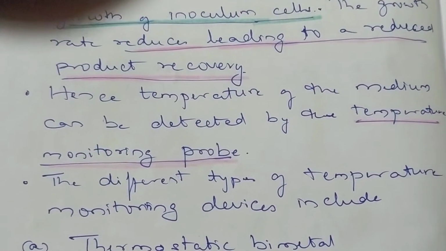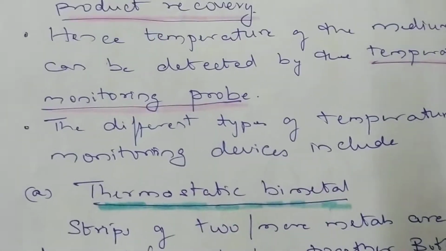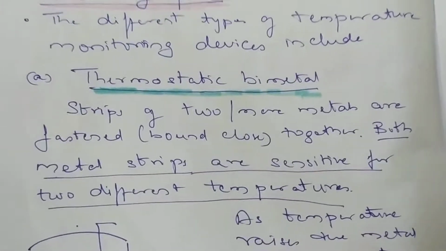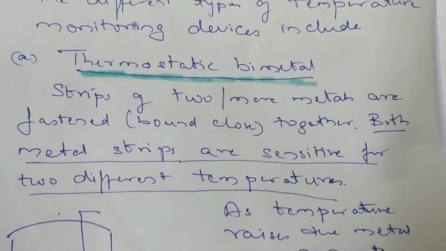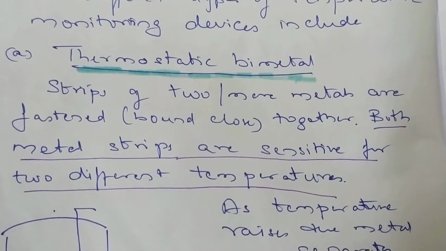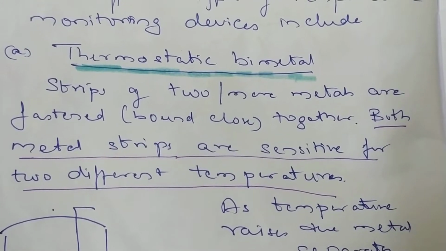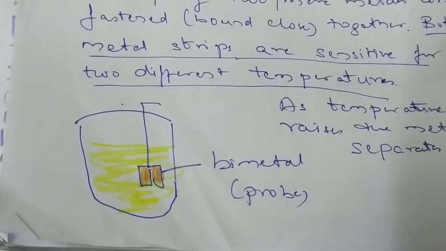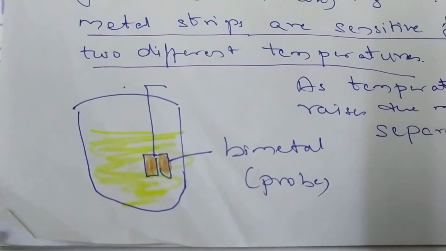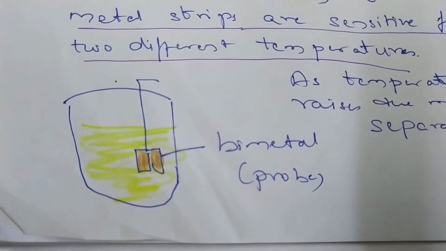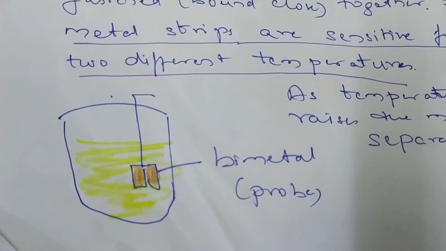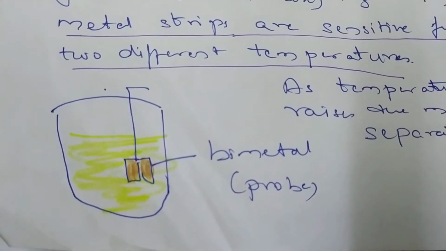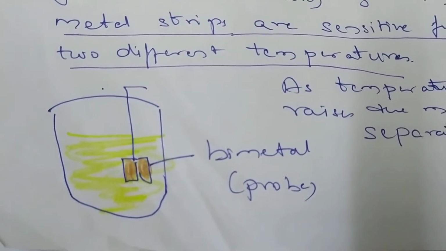I have some diagrams as I go ahead. Okay, the different types of temperature monitoring devices. One of them is called the thermostable bimetal. Okay, there are strips of two or more metals which are fastened or bound close together. So you can see in this diagram, two bimetal probes. What is a probe? Probe is a detector. Okay, so you can see two small strips of metal which are present.